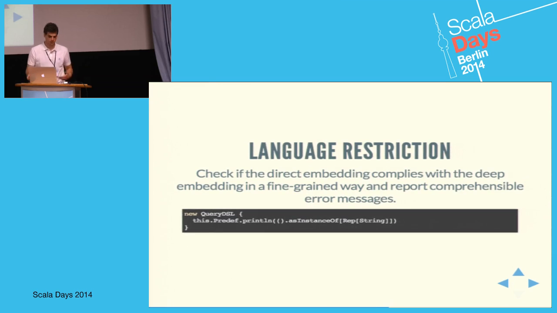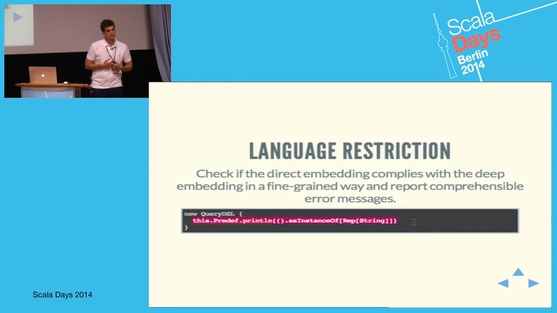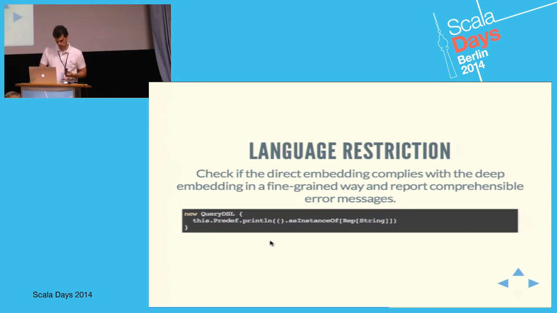And this brings us to another module of Yin-Yang, which essentially does language restriction. Technically, it will take every function that is applied, and for that function, it will make this synthetic call and try to type check it. And if the type checking fails, it will, in a fine-grained way, give you an error message saying predef is not defined in our query DSL. And it will be a user-friendly message, a message our DSL user would like to see. And this happens even in the direct embedding part, so our DSL user always gets the nice messages.